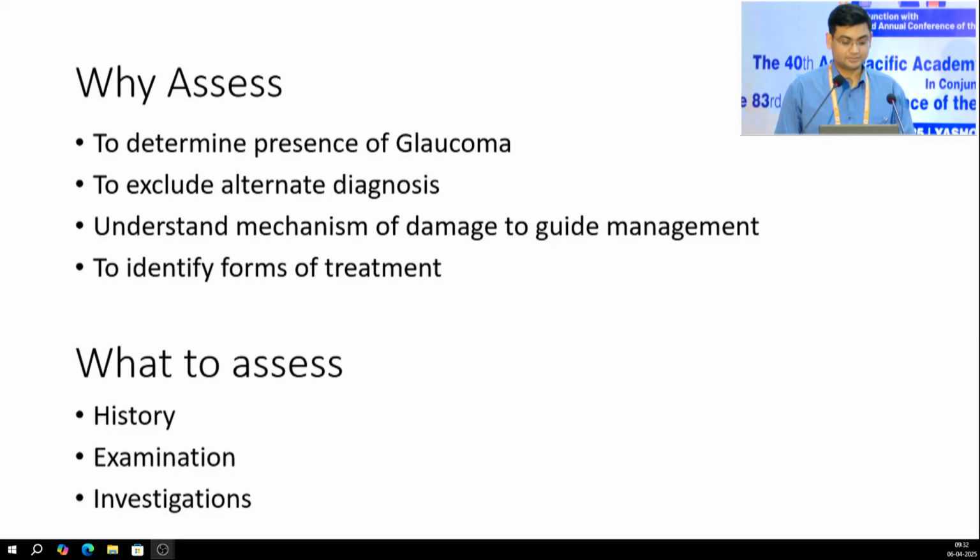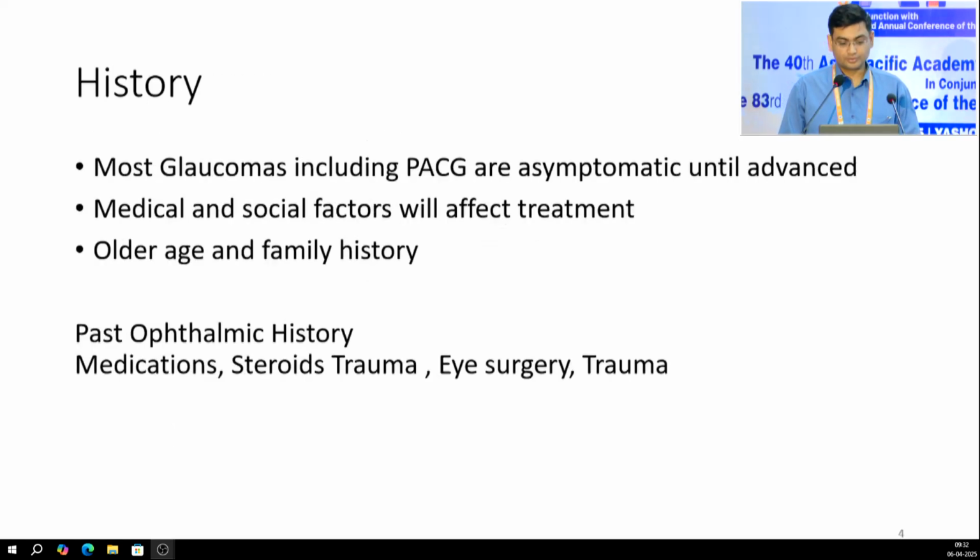So what to assess? A patient comes to you, first go for the history, then examination, and then the related investigations. In the history, most glaucomas, including the angle closure ones, are asymptomatic until advanced. Therefore, it's important that you take the history of the patient. The medical and social factors will also affect the treatment. Plus, older age and a positive family history of glaucoma will also decide how the eyes are going to end up.